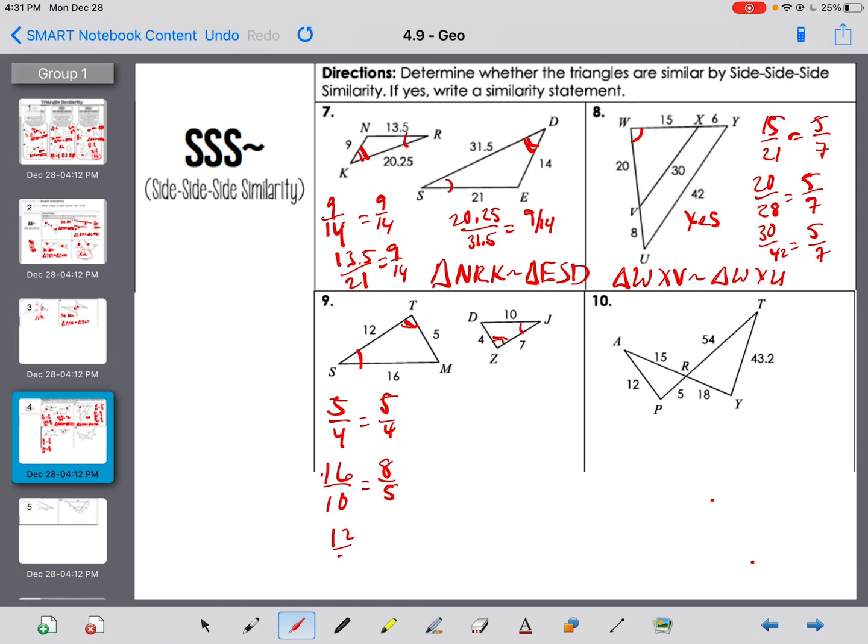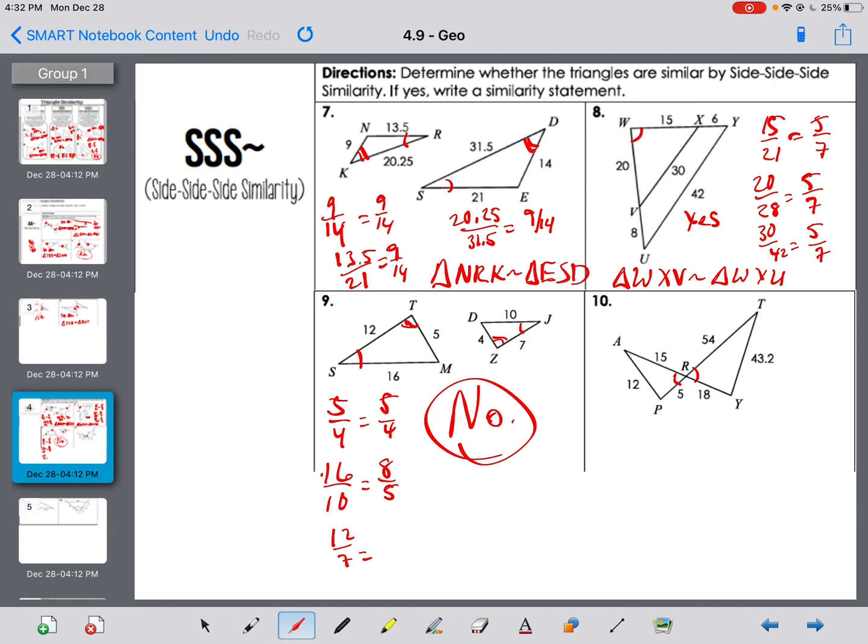Let me check the last one just to be safe. It would be 6 to be 12/7, which would be 12/7. Doesn't reduce. We could do 16/7, which doesn't reduce, and 12/10, which does, but it only goes down to 6/5, which is not 5/4. So this is going to be a no. Not proportional.